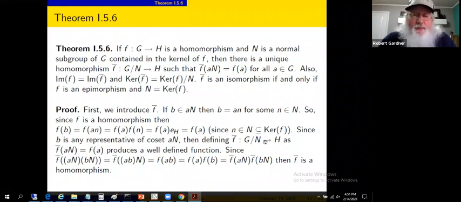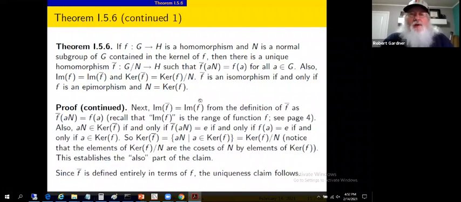So we do have the property of homomorphism satisfied. So that takes care of the homomorphism claim. So this is a homomorphism. Made a claim about the image of F and the image of F bar are the same. Does that make any sense at all?